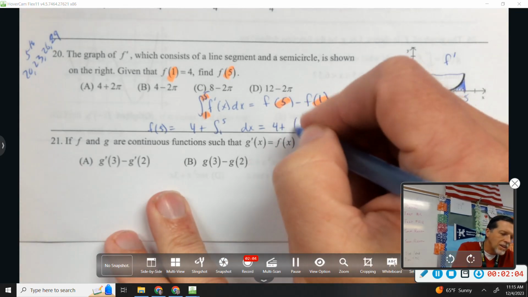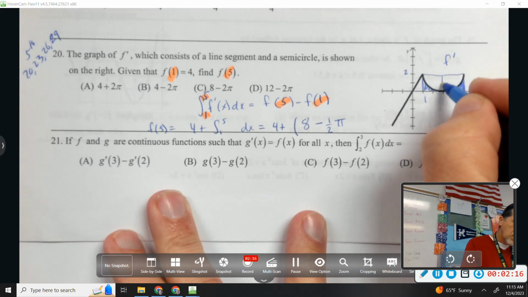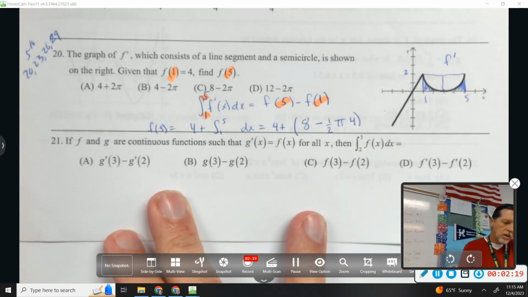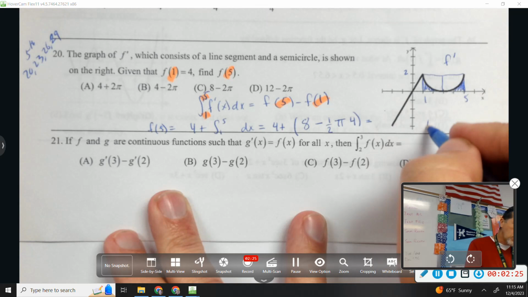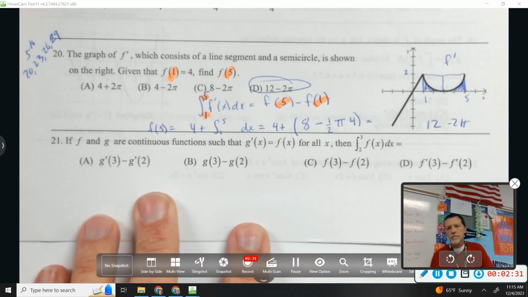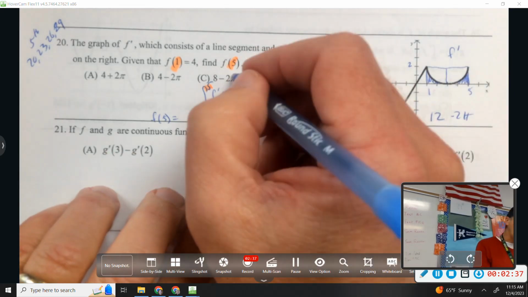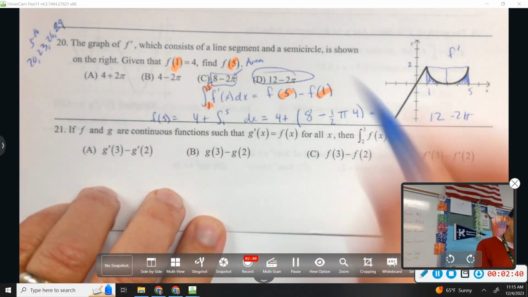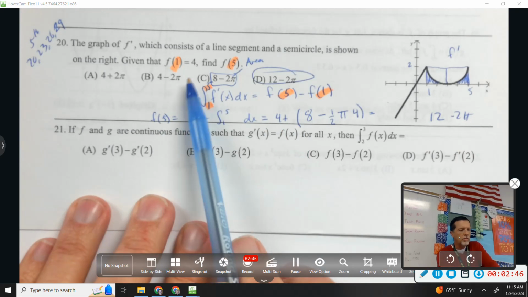So the rectangle is 8. 4 times 2 is 8. Minus half a circle. Pi times r is 2, so 4. So 4 plus 8 is 12, minus 2 pi. And you can see that 8 minus 2 pi, that's the area, but that's not what we're asking for. We want the area plus that initial value of 4.